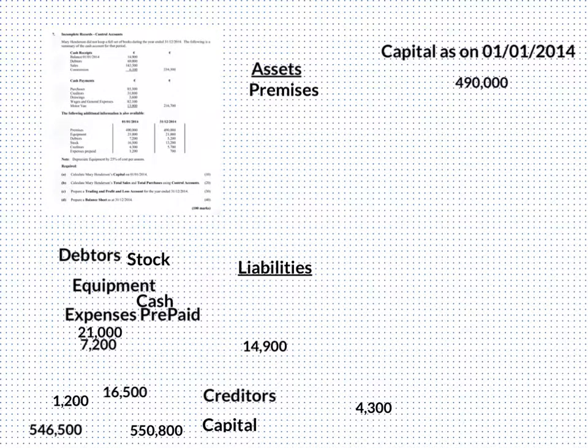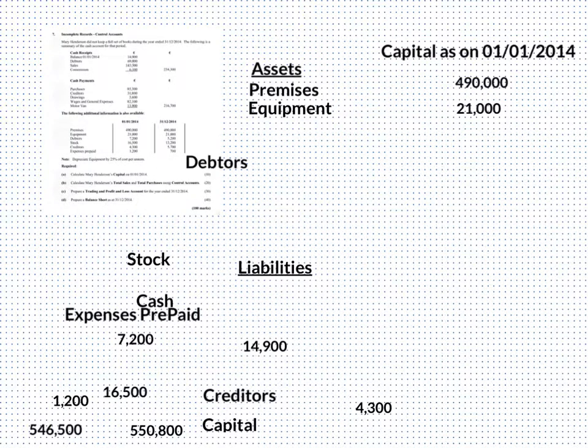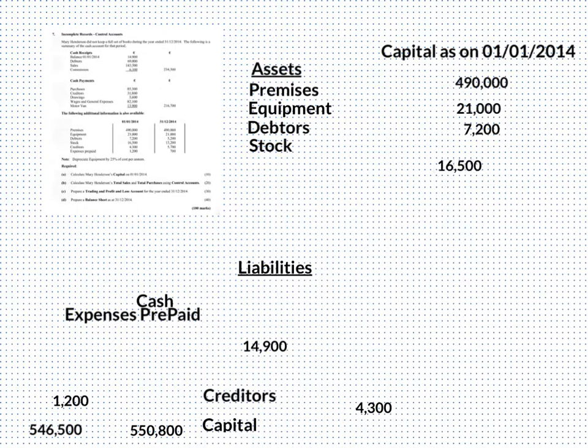The next one then we have is equipment. And the value of the equipment is 21,000. Okay. Next one then is debtors. We all know that debtors is a current asset. So debtors is an asset, and the value of debtors on the 1st of 1st is 7,200. So we can pop that in there. Next one is stock. We all know that stock is also a current asset, and the value of stock is 16,500.